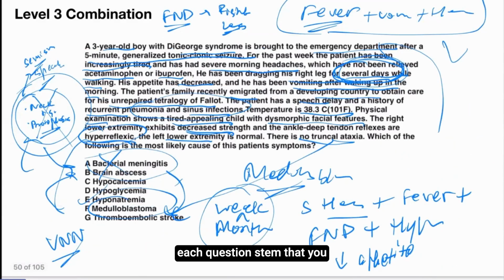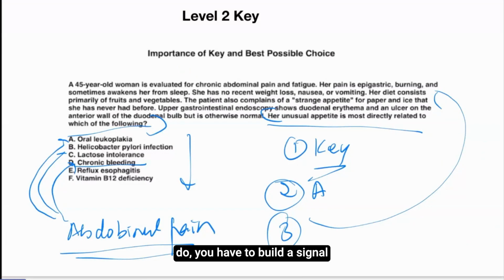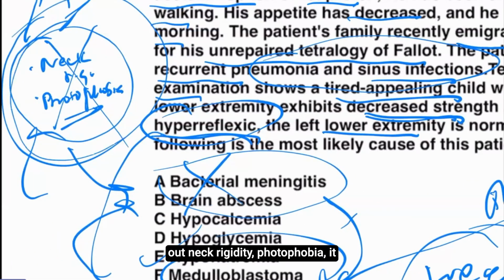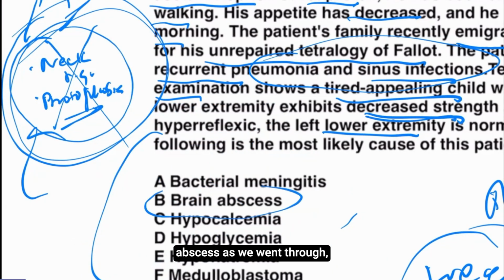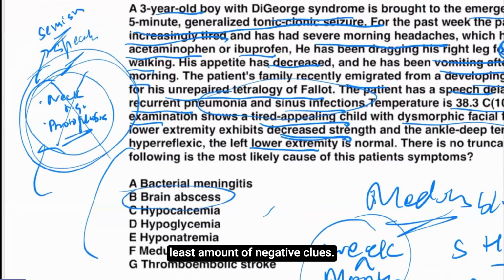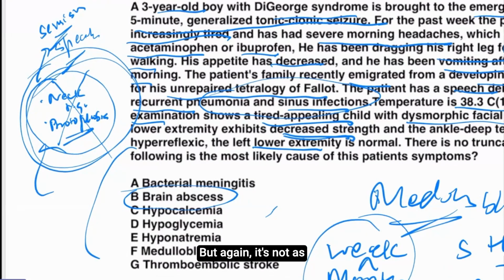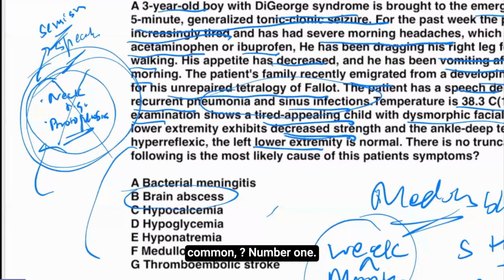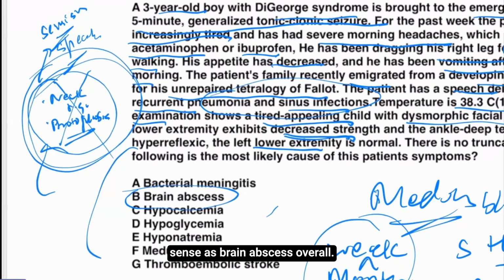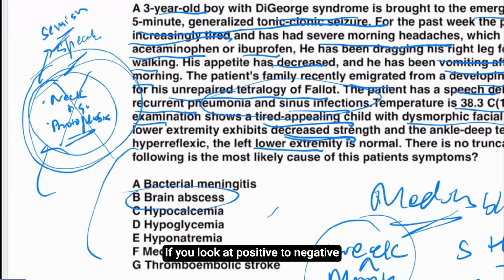And throughout each question stem that you do, you have to build a signal to noise ratio for each of them. And again, you can always generate noise, and noise doesn't mean it's not the answer. So like somebody pointed out, neck rigidity, photophobia, it wasn't there in this question stem. The answer here is brain abscess, as we went through, because brain abscess can cause all these and has the least amount of negative clues. You would say negative neck rigidity or photophobia, but again, it's not as common. Number one. Number two, no other option choice kind of makes as much sense as brain abscess overall if you look at positive to negative clues.